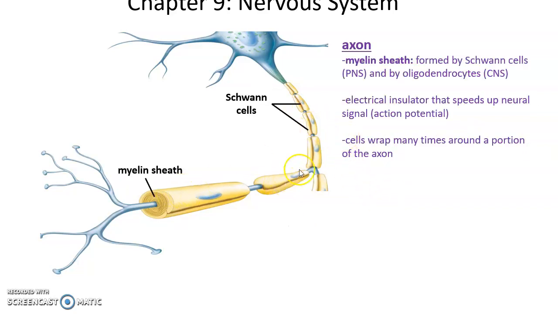Again, myelin sheaths cover many regions of the axons. Myelin sheaths can be formed by Schwann cells in the peripheral nervous system or by oligodendrocytes in the central nervous system. They act as an electrical insulator, isolating it from electrolytes, and in the process speeding up the neural signal, speeding up the action potential as it travels down the axon. To form the myelin sheath, the cell, whether it's Schwann or oligodendrocyte, will wrap around that portion of the axon again and again and again, so you get a very thick layer of plasma membrane.